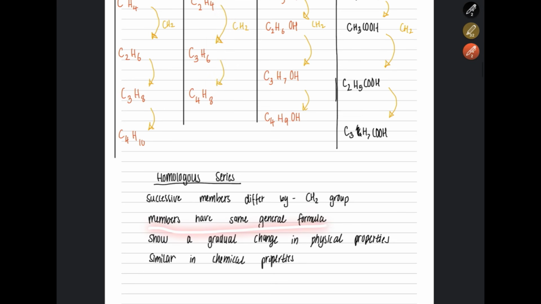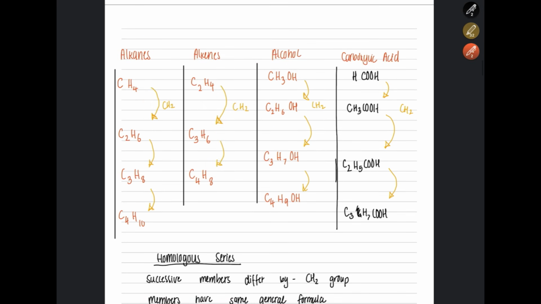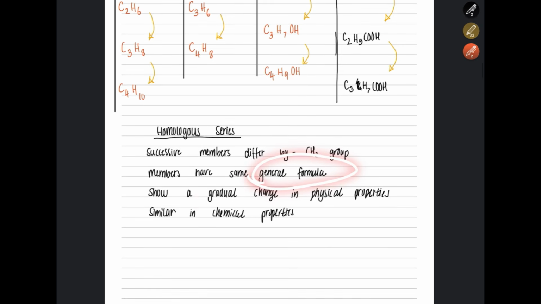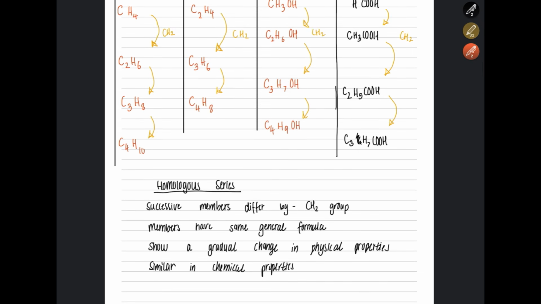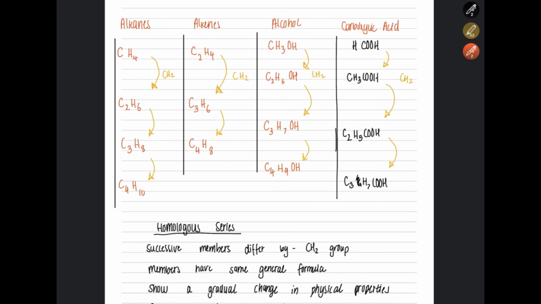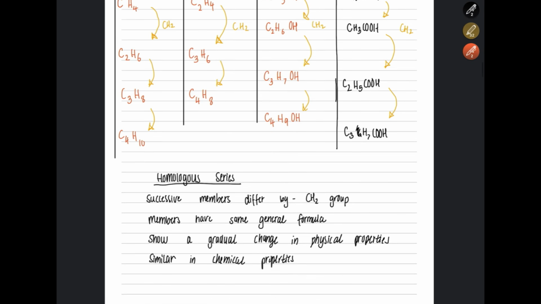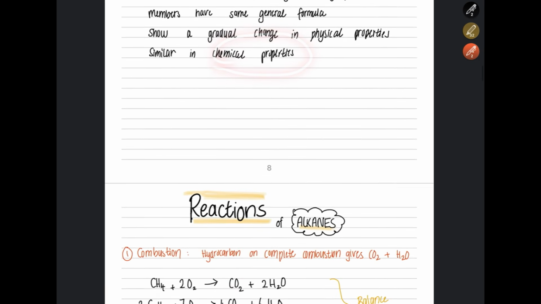Then members have the same general formula. That's also correct. There's a specific general formula for alcohol, which is different to alkanes and alkenes and carboxylic acid. And then they show a gradual change in physical properties. If you notice, as you're going down, the molecular formula is increasing. The melting and boiling point will be increasing. More density, stronger intermolecular forces between them, and so on. But they are similar in chemical properties because their functional group is same. So it's a functional group that is being attacked when chemical reaction occurs.